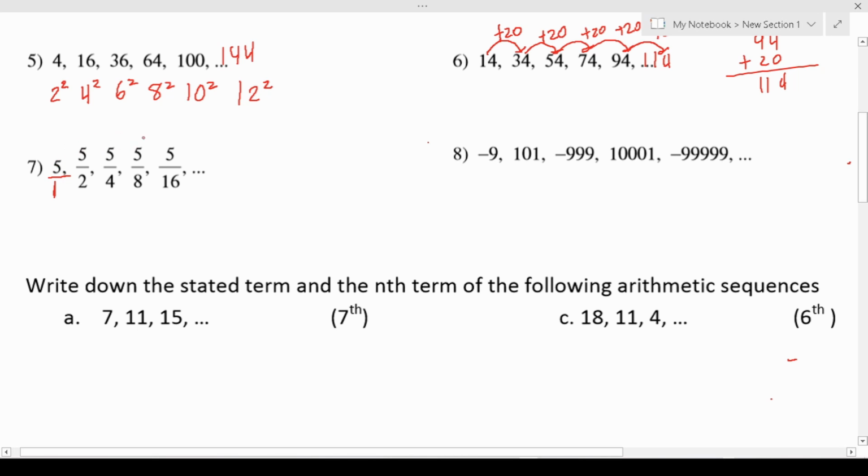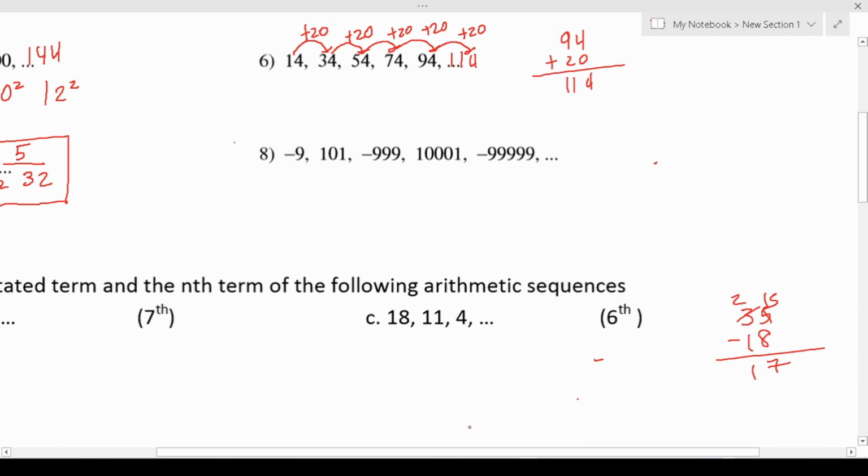The numerator stays 5 no matter what. So I know the next term in the sequence is going to have a 5 in the numerator. But in the denominator, we can see we multiply by 2. Again, 1 times 2 is 2. 2 times 2 is 4. 4 times 2 is 8. 8 times 2 is 16. So I know this denominator is going to be 16 times 2, which is going to be 32. So the next term in this sequence is 5 over 32.